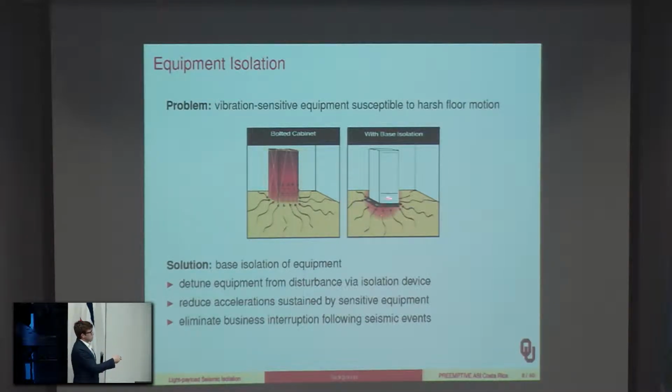The basic idea is we want to create some compliant interface, some mechanism that diminishes the load path between the floor and the equipment. And this is base isolation. At this scale, it's exactly the same as at the building scale. We want to detune the equipment, stretching out the period of the isolated equipment away from the disturbance, trying to reduce accelerations to sensitive equipment. A lot of hard drives are rated for accelerations of 0.3g, so not terribly high. In turn, this will eliminate some of the business interruption, making sure that our systems are maintaining functionality during and after.